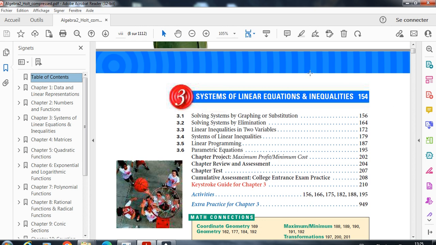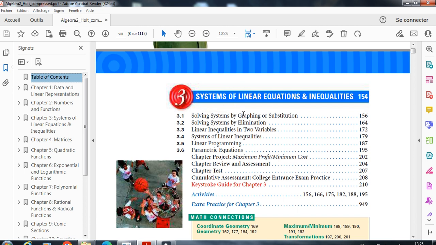Great. Now let's move to chapter number 3, systems of linear equations and inequalities. So we have 6 lessons in this chapter. Solving systems by graphing or substitution. What does it mean, solving a system? Solving a system is that we should know the value of two unknown numbers, x and y, and of course we will do many examples and exercises.